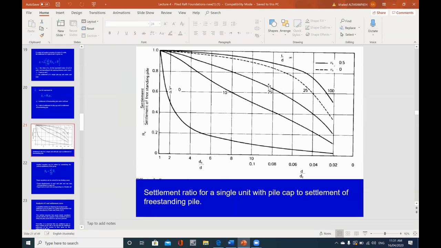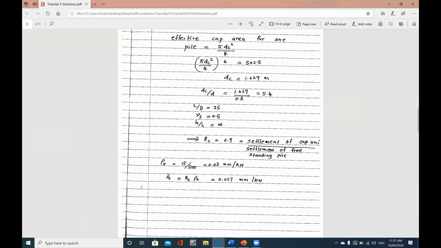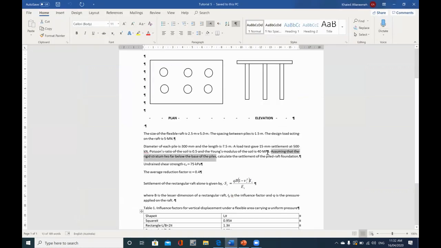So we draw a vertical line, and this is the 25 line. So that will be somewhere here. Then we draw a cross section, and that will be around 0.5, the RC value. So we have got the RC value, which is 0.5, and we have been given the value of rho naught as 15 millimeter divided by 500 kilonewton, which is given in the problem here.